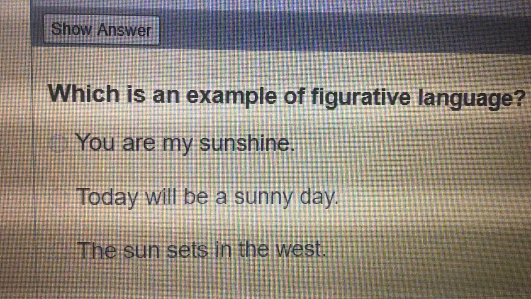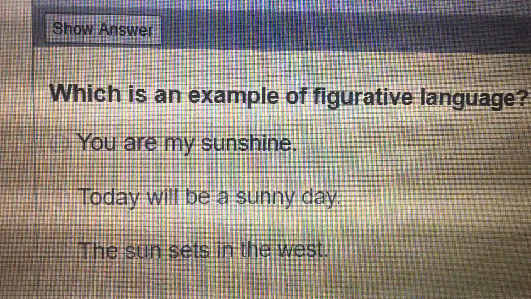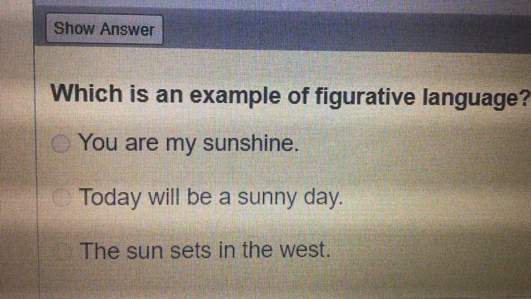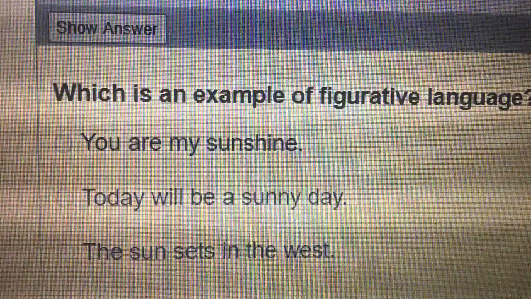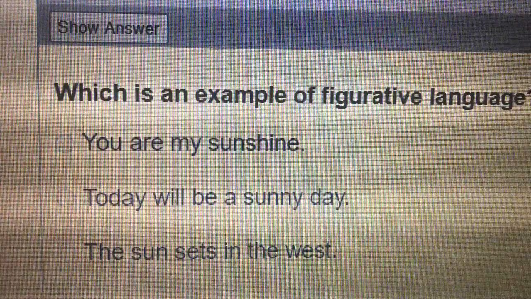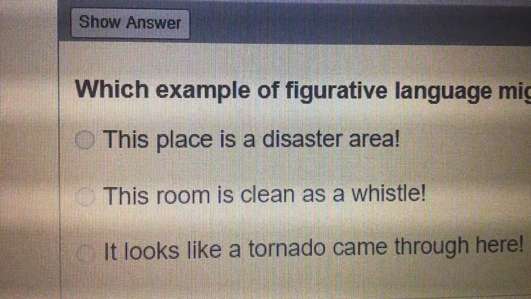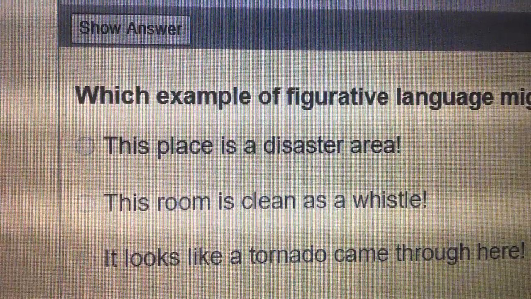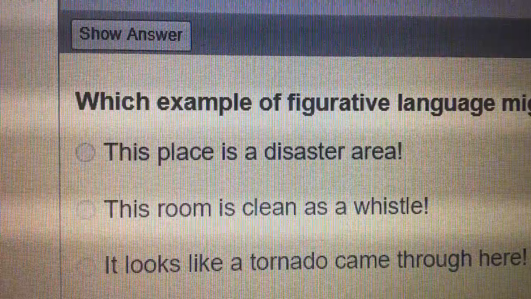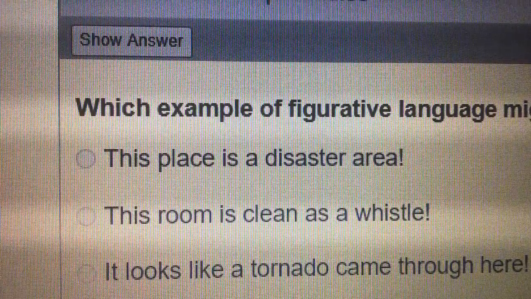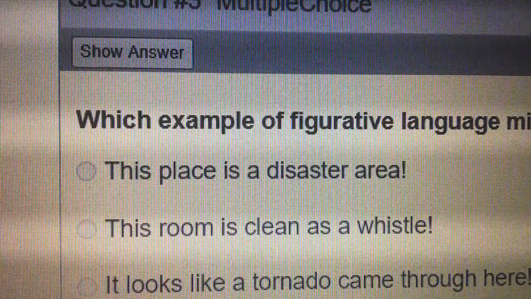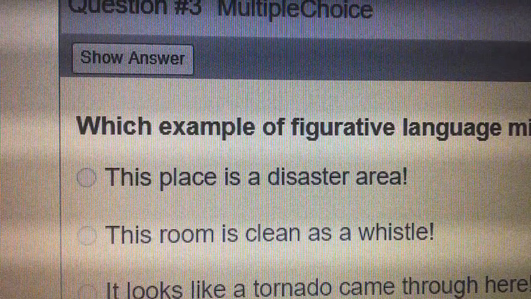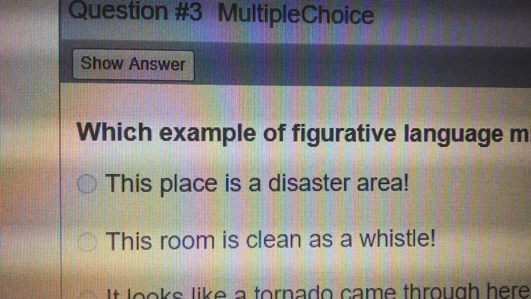Question 2. Which is an example of figurative language? Choose the correct answer. You are my sunshine. Today will be a sunny day. The sun sets in the west. Question 3. Which example of figurative language might be used to describe an organized room? This place is a disaster area. This room is clean as a whistle. It looks like a tornado came through here.